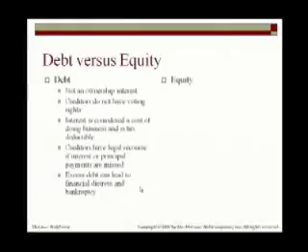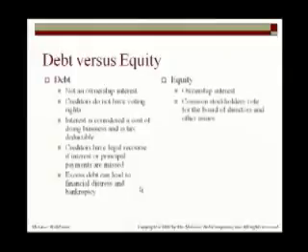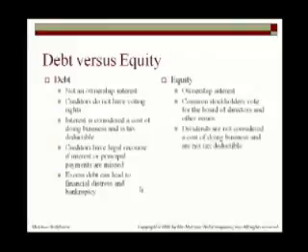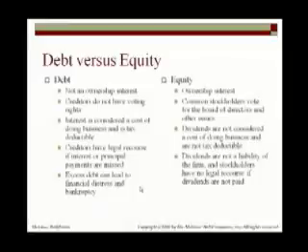On the other hand, equity is an ownership interest. Common stockholders do have a right to vote on the board of directors and on other important issues. And dividends are not considered a cost of doing business, and therefore they're not tax deductible. Dividends are not a liability of the firm.